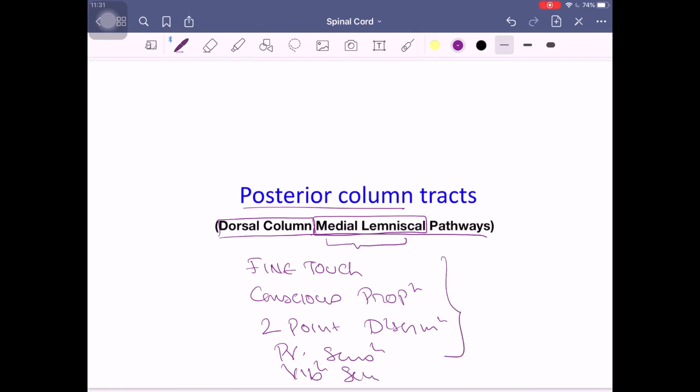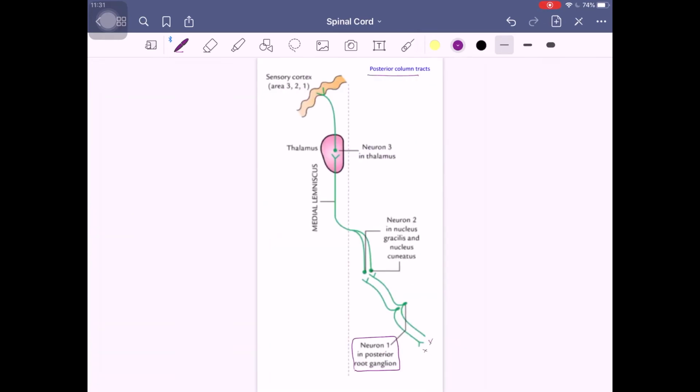Now when all of these are there, why do we need two tracts? One tract can do it. So is it that one tract will carry this and the other tract will carry something else? No. Both tracts carry all the information, but one tract carries information from one part of the body, and the other tract carries information from the other part of the body. So we will see that now here.